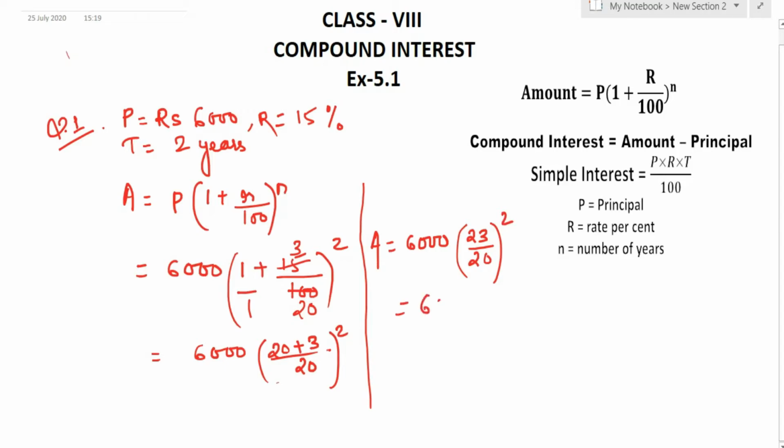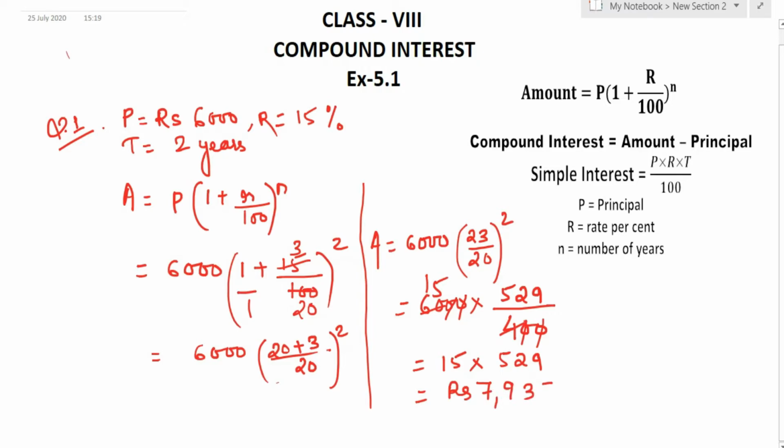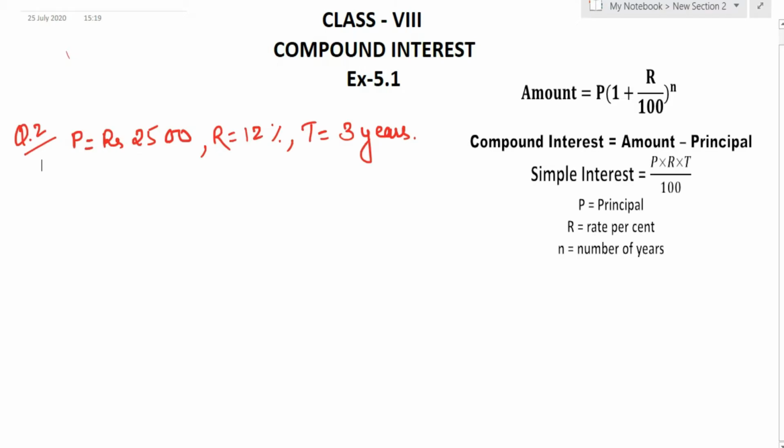Next is 6,000 into, now what is the square of 23? The square of 23 is 529. So we'll substitute the value. The square of 23 is 529 and the square of 20 is 400. Now the zeros will be cancelled with the zeros. Now 4 ones are 4, carry forward 2, 4 fives are 20. So we will get the amount when we multiply 15 with 529. After multiplying 15 with 529, we are getting 7,935. So the required amount is 7,935. Now let's start with question number 2.